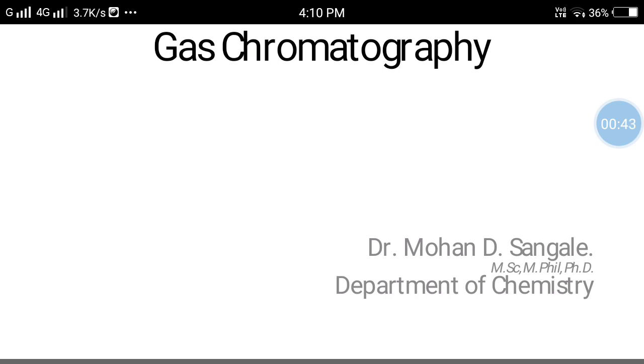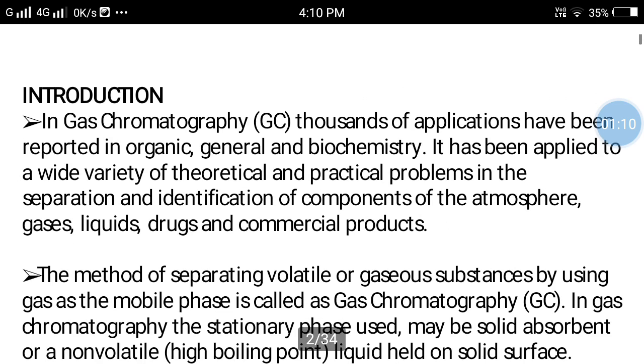Here, two phases are there: one is the stationary phase and another one is the mobile phase. If the stationary phase is a solid and the mobile phase is a gas, that is called gas solid chromatography. If the stationary phase is liquid and the mobile phase is gas, that is gas liquid chromatography.